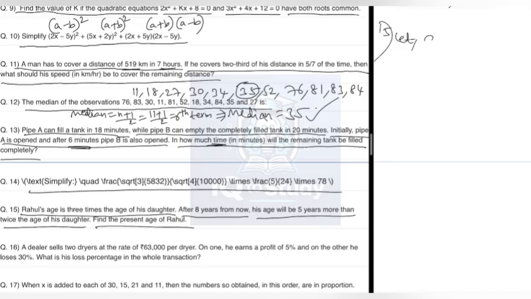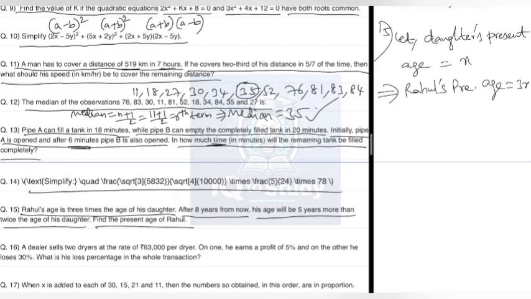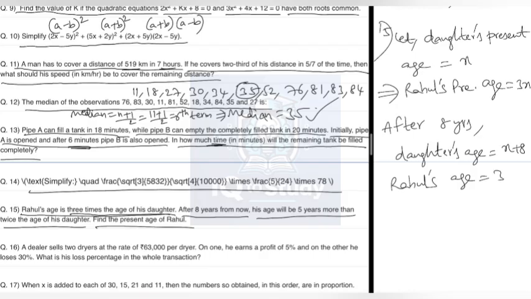Let daughter's present age be x, which implies Rahul's present age is 3x because his age is 3 times the age of his daughter. And after 8 years from now, daughter's age becomes x plus 8 and Rahul's age becomes 3x plus 8.